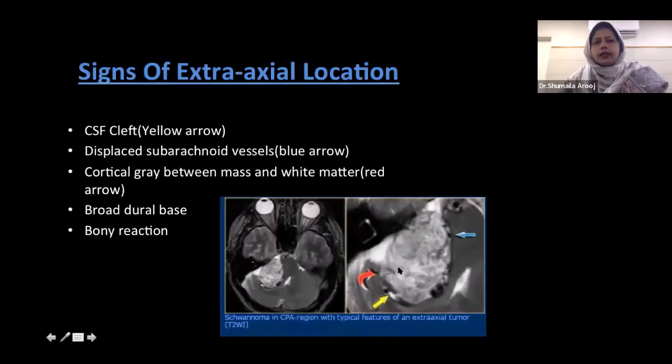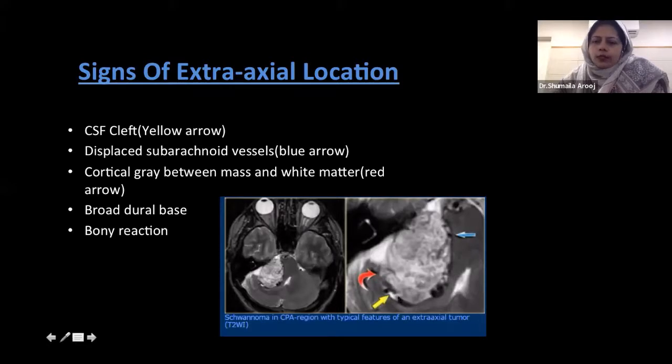After that, I will just reinforce the signs of an extraaxial lesion, which have been covered in the previous lectures as well. You have to look at the CSF cleft. For example, on the image which I have shared here from Radiology Assistant, this is a T2 weighted image. I hope all of you can see my cursor. This is a T2 weighted image.